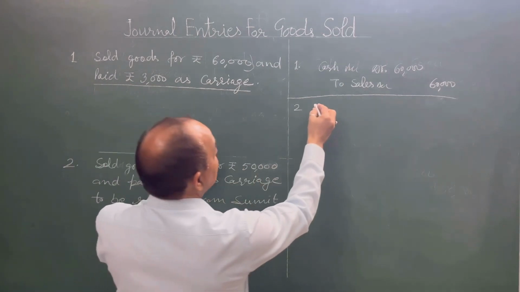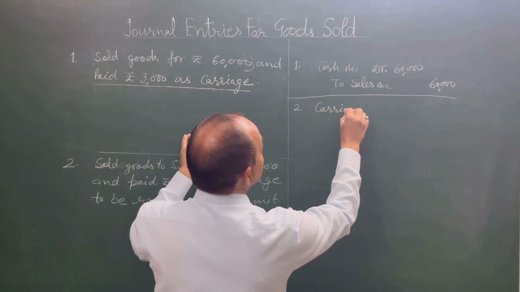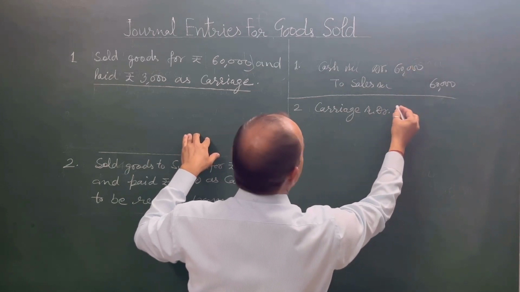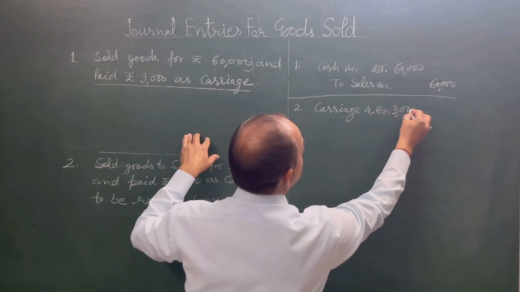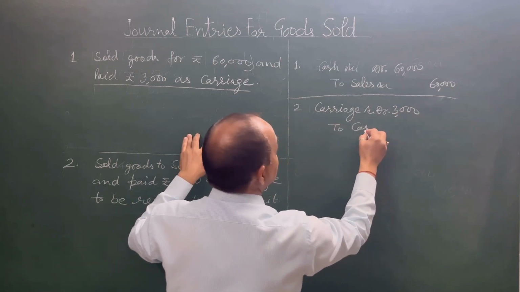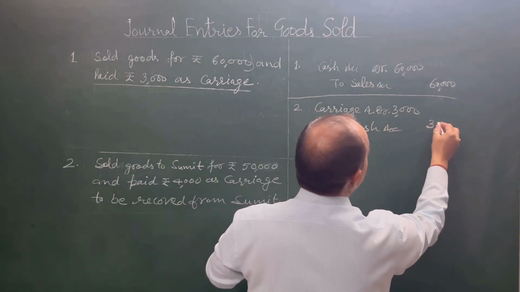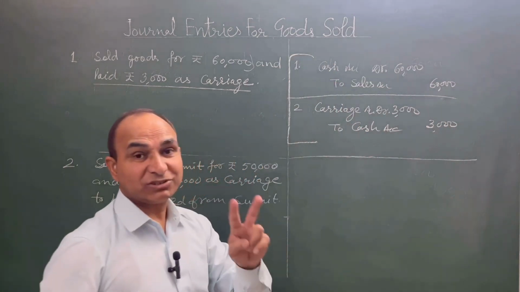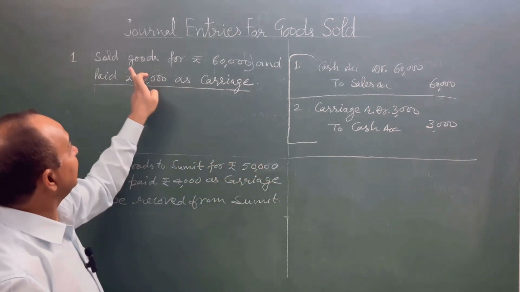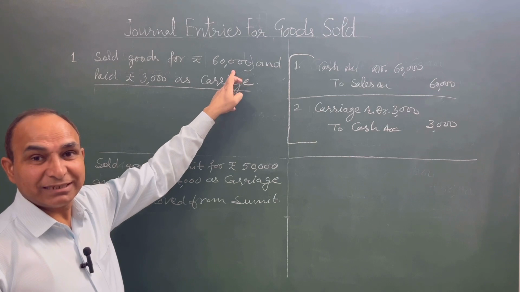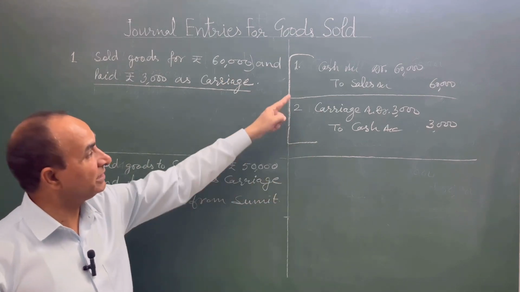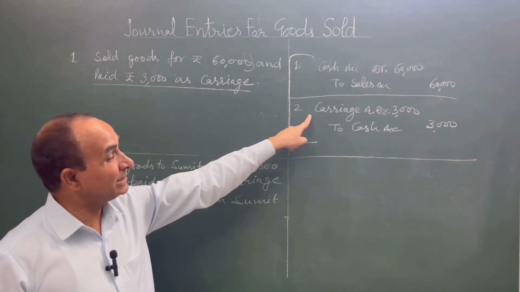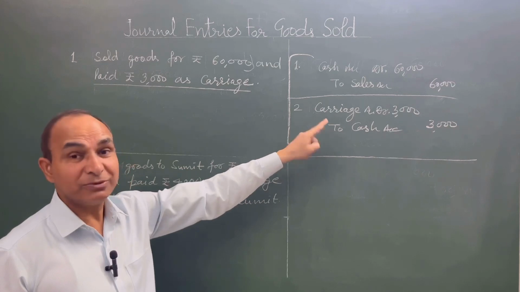The entry will be carriage account debit. This is our expense, a nominal account, debit all expenses and losses. Carriage account debit, amounting to rupees 3,000, to cash account. Cash is a real account, credit what goes out. See this, students, you need to understand: in one transaction, there will be two entries, because the first part of the transaction reveals there is a revenue of 60,000, with an entry for that, and the second part indicates there is an expense of rupees 3,000, so carriage account debit to cash account.